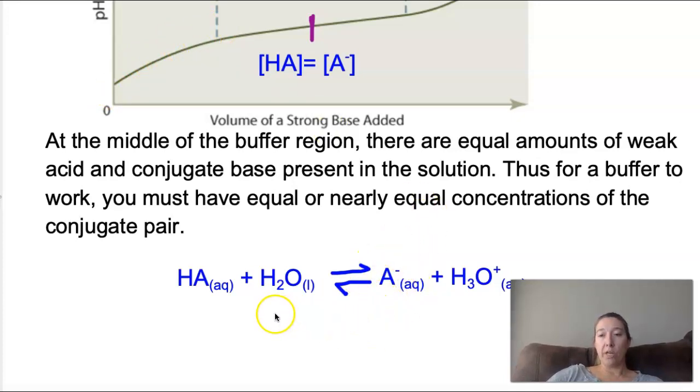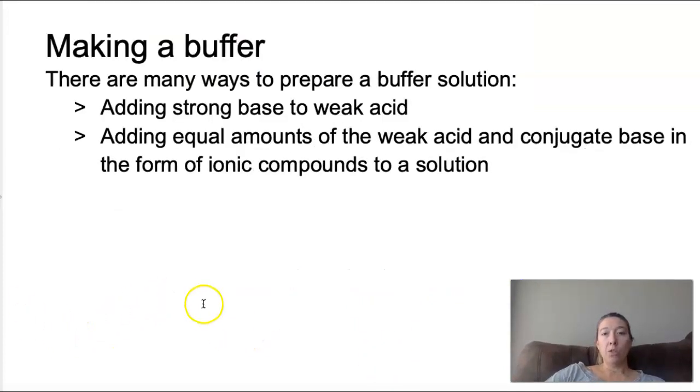But as I start to create more and more A-, as I neutralize the HA, I'm able to establish this equilibrium system where I have a pretty decent amount of HA and also a decent amount of A-, which means I can shift to the right or I can shift to the left, depending upon what I do to that hydronium and hydroxide concentration, okay? So, 2 ways to make a buffer.